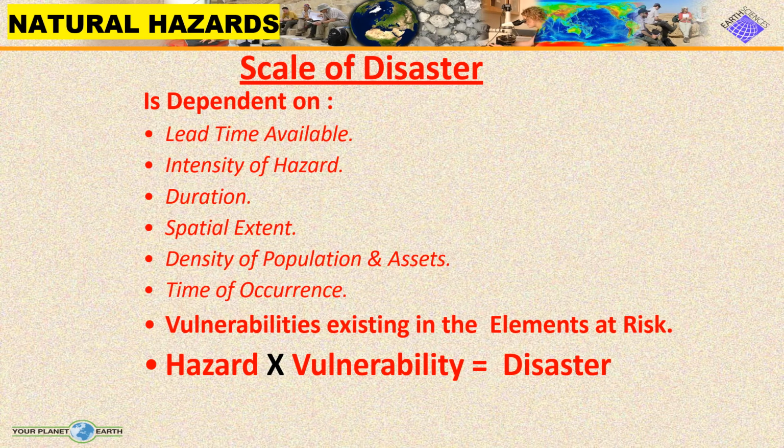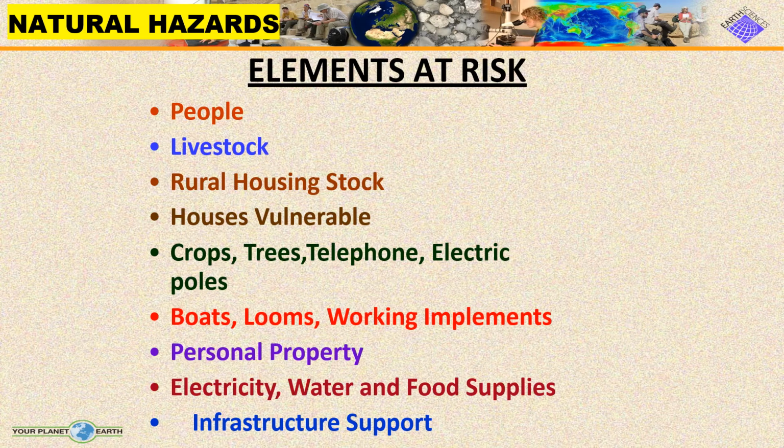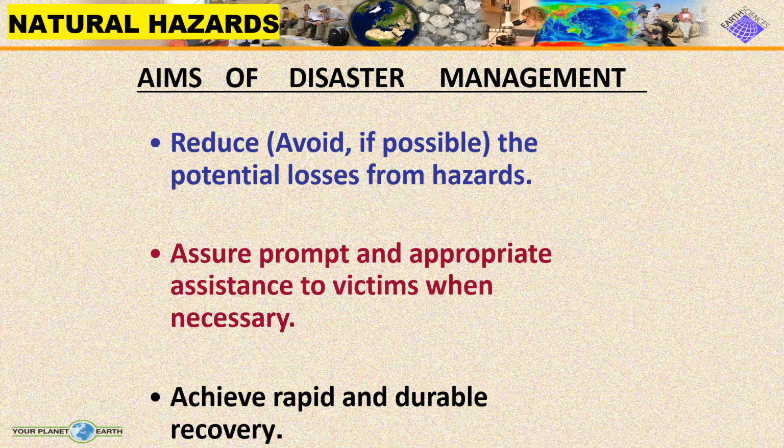Now, the scale of disaster depends on the lead time available, intensity of hazard, duration, spatial extent, density of population and assets, time of occurrence, and vulnerabilities existing in the elements at risk. Hazard multiplied by vulnerability equals disaster. On this slide, you can see the elements at risk: people, livestock, rural housing stock, houses vulnerable, crops, trees, telephone and electric poles, boats, looms, working implements, personal property, electricity, water, and food supplies. Infrastructure support is the last one.